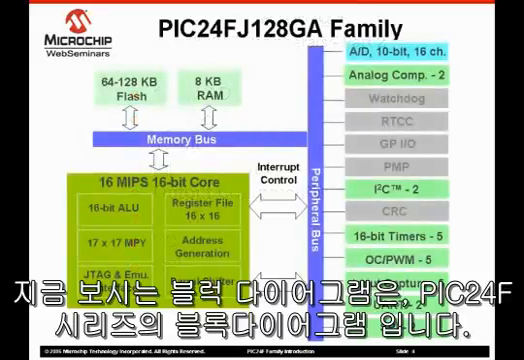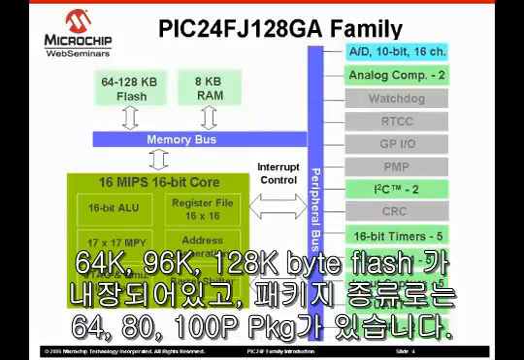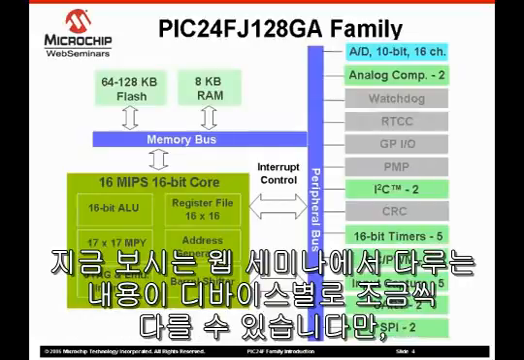The block diagram now on your screen covers our current PIC24F products. At the time of this recording, the family consists of 9 devices covering memory ranges of 64K, 96K, and 128K bytes, and 64, 80, and 100 pin packages. By the time many of you listen to this web seminar, there are likely to be significantly more parts.